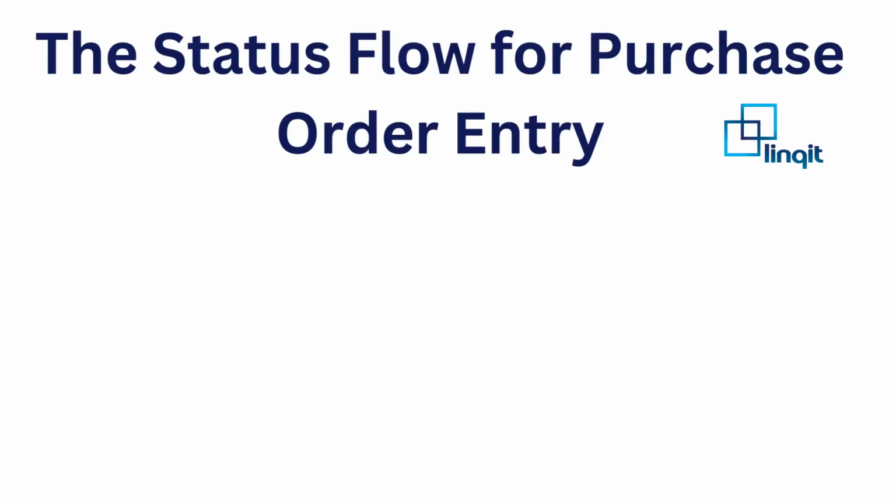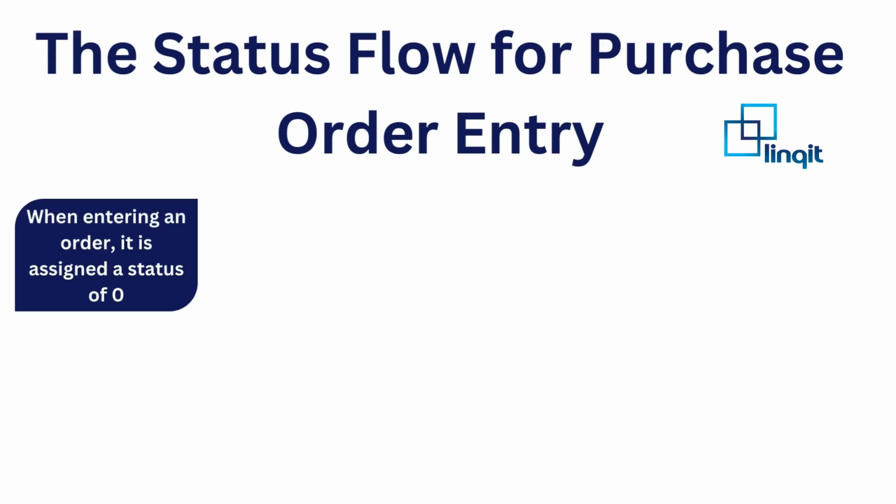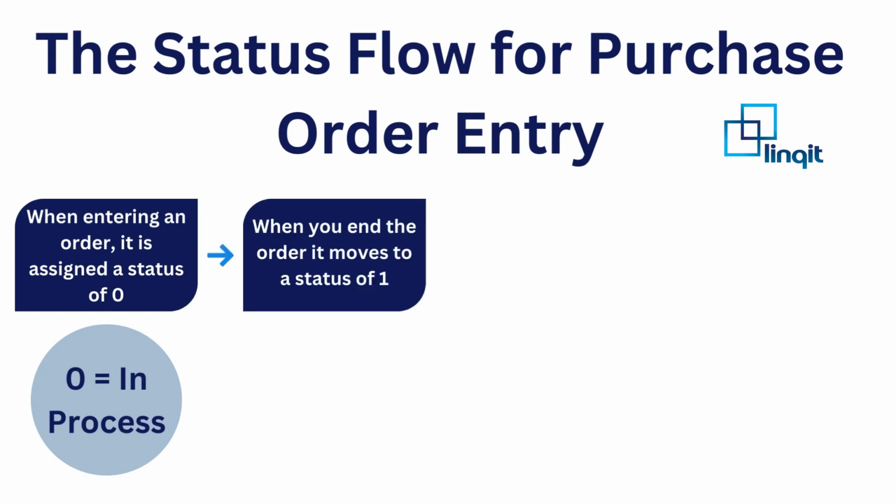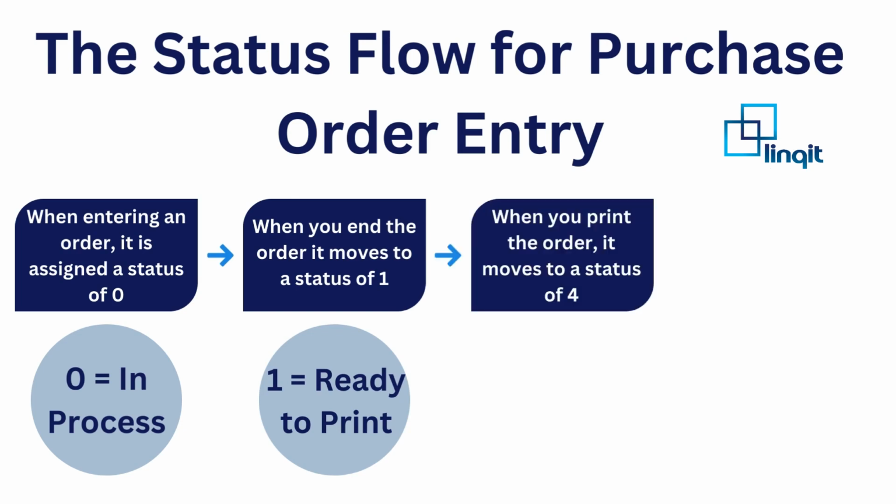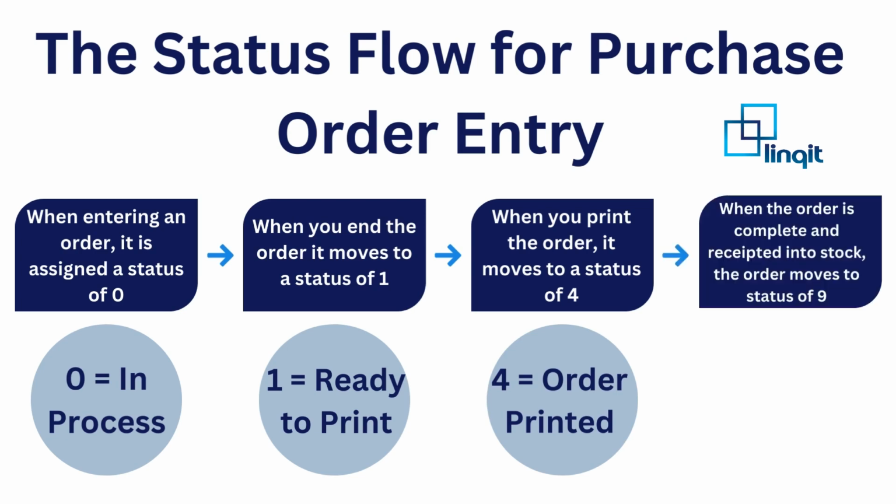Now let's take a look at the status flow for purchase order entry. Firstly, when entering an order, it is assigned a status of 0, which means that the order is in process. When you end the order, it moves to a status of 1. That means that the order is ready to print. When you print the order, it then moves to a status of 4, meaning that the order has been printed.